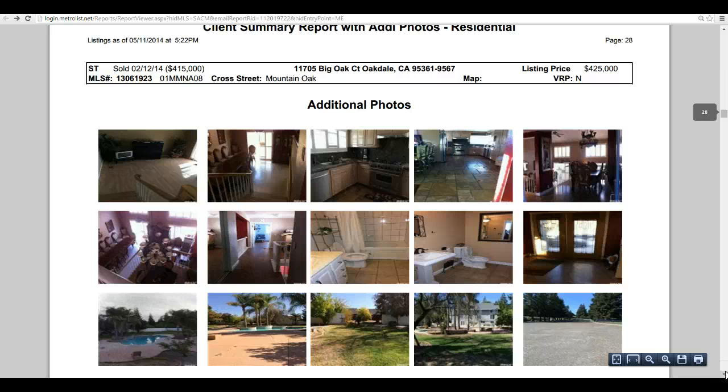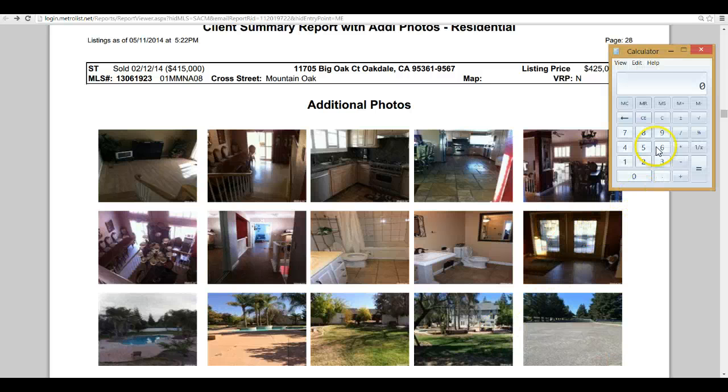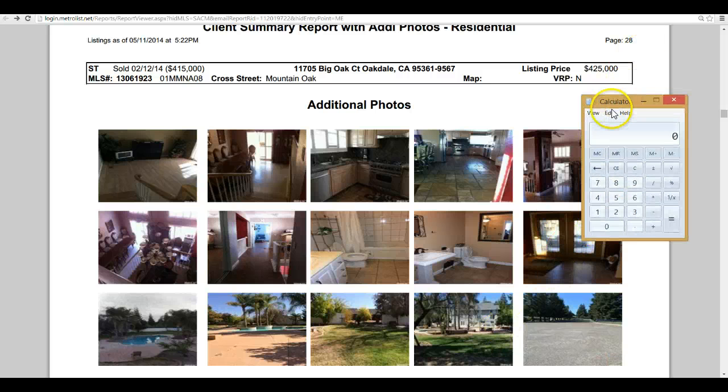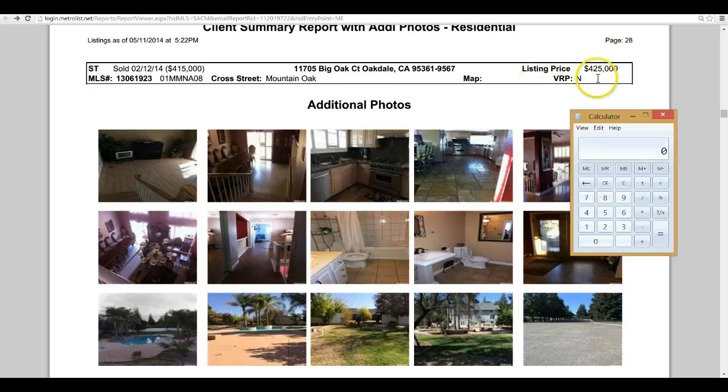Here's one that's 425,000. So let's pull up our calculator. Let's say we take 6 comps, right, in the analyzer, the Excel sheet, and say the average price comes out to be 425,000. So let's do this.